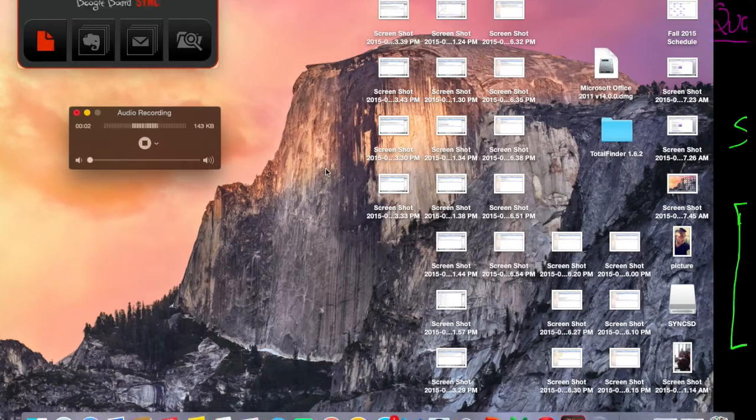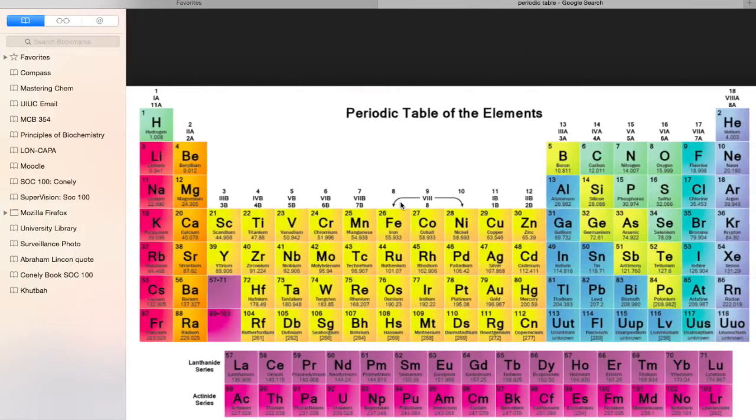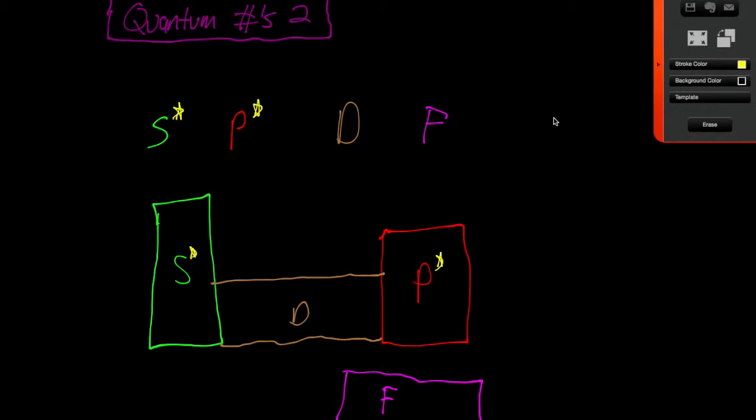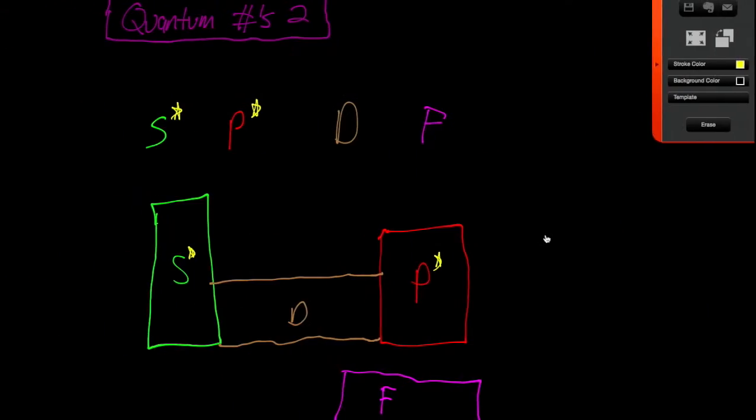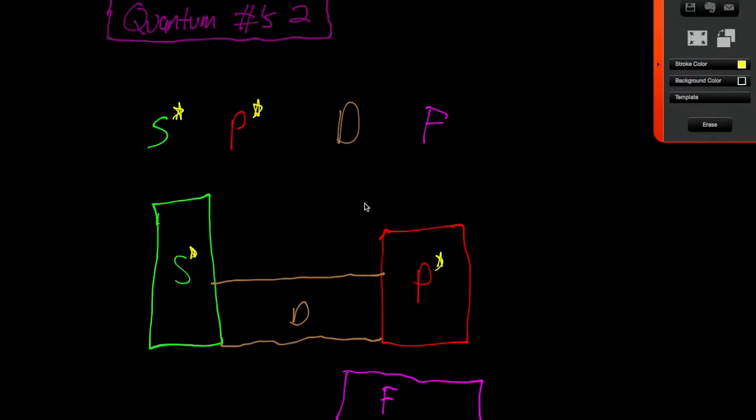Hello again. Alright, so in this video we're going to be talking about quantum numbers again, and we're going to talk about their atomic relationship and how it relates to the periodic table. I've drawn a very general periodic table right here. It's just a general schematic, and I've labeled zones on the periodic table, S, P, D, and F, and I wrote the letters up here as well.